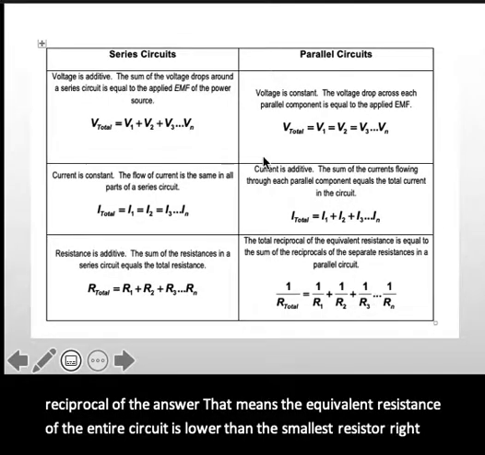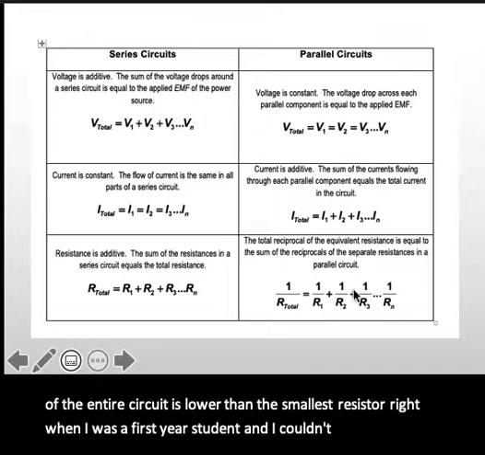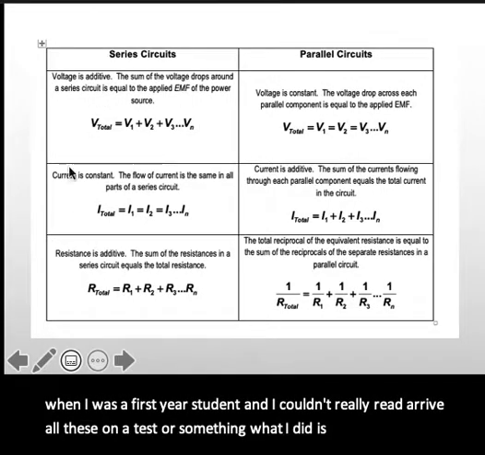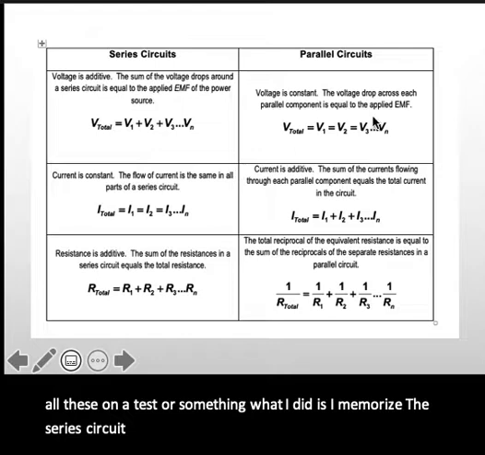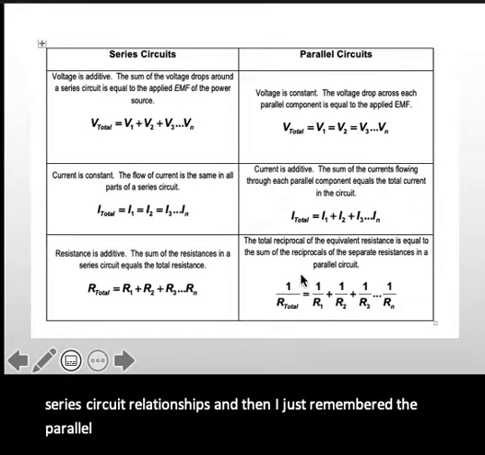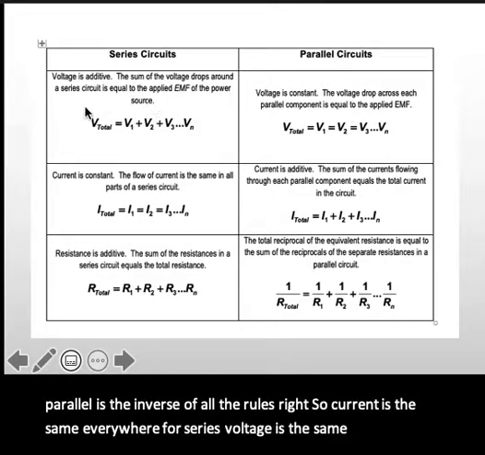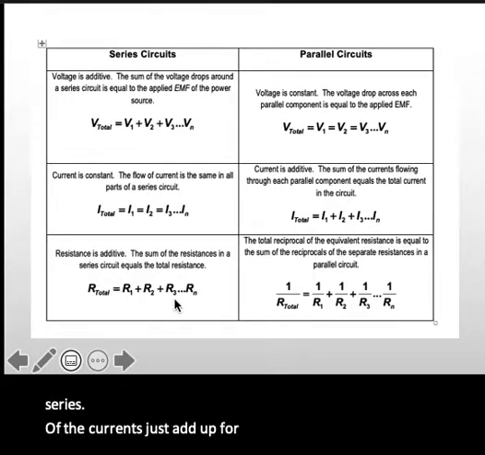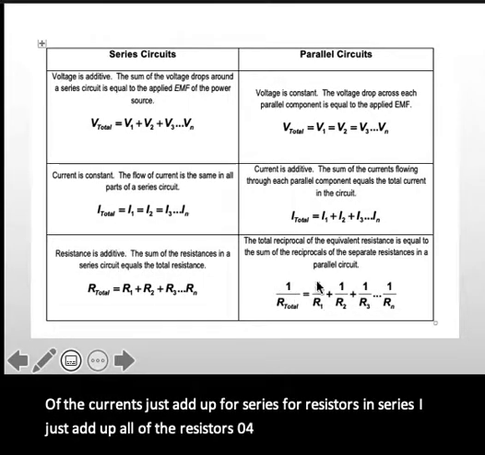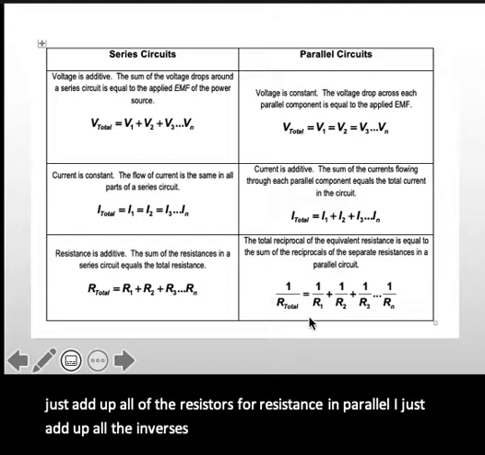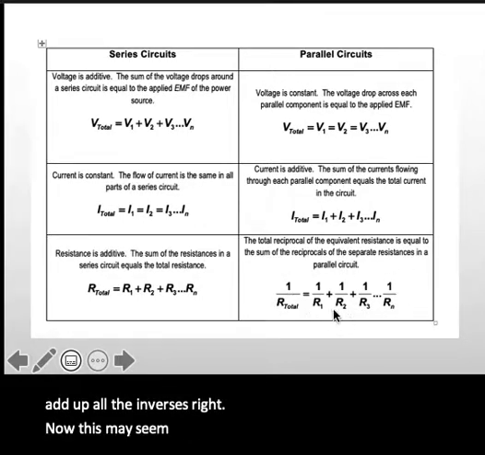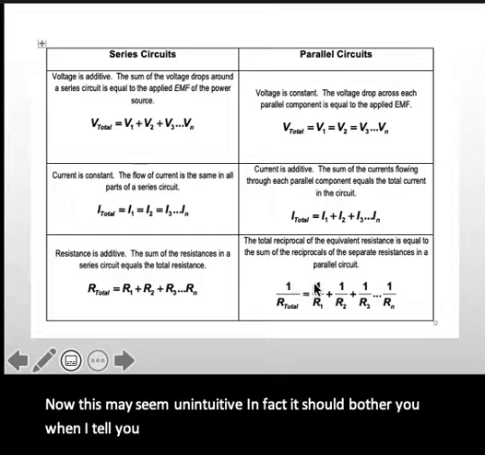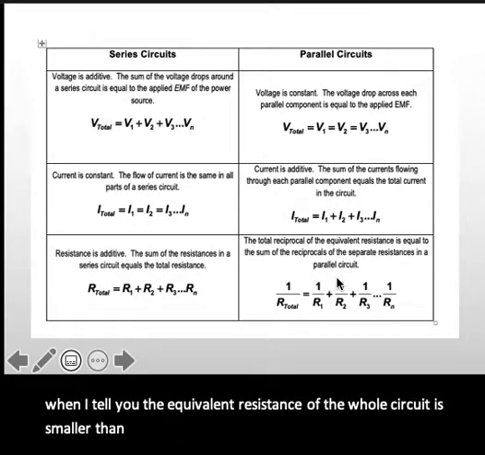When I was a first-year student and I couldn't really rederive all these on a test or something, what I did is I memorized the series circuit relationships, and then I just remembered, oh, the parallel is the inverse of all the rules, right? So current is the same everywhere for series. Voltage is the same everywhere for parallel. Oh, the voltages just add up for series. Oh, the currents just add up for parallel. Oh, for resistors in series, I just add up all of the resistors. Oh, for resistors in parallel, I just add up all the inverses, right? Now, this may seem unintuitive. In fact, it should bother you when I tell you the equivalent resistance of the whole circuit is smaller than the easiest one to get through.